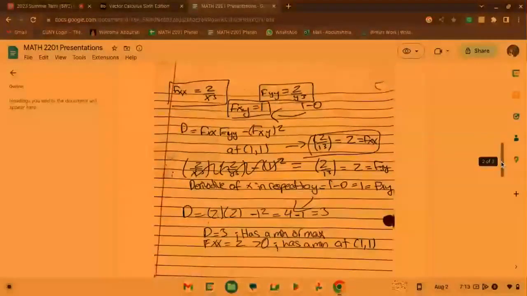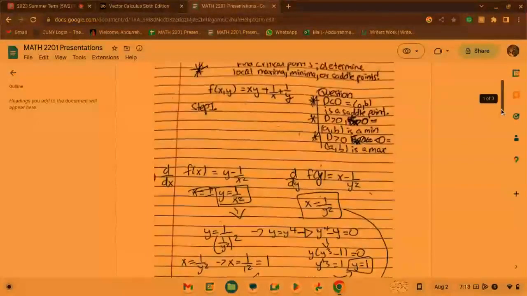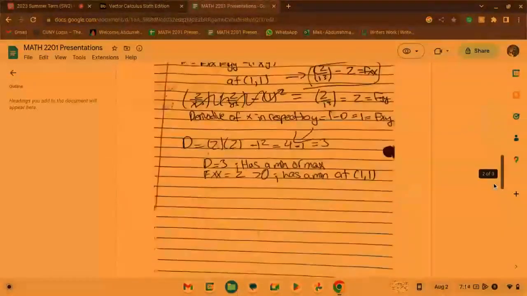Then I already had f in terms of x and y. The second partial derivative is 1. So I just plugged the values into the formula. So 2 for this, 2 for f_yy, minus 1 for f_xy squared. It gave me 3. So D is greater than 0, so it has to be a min or max. There's no saddle points at all.